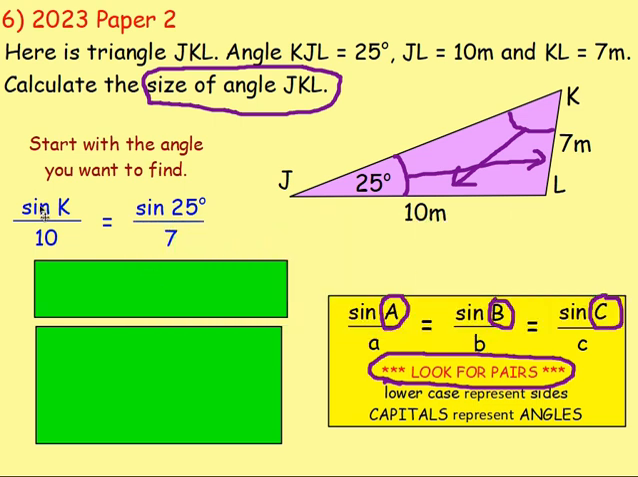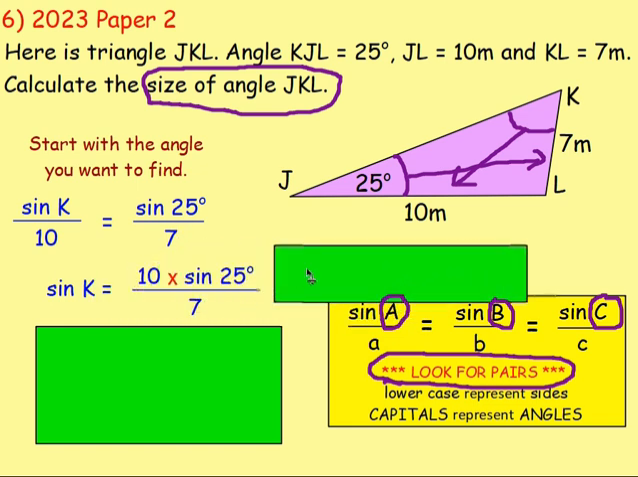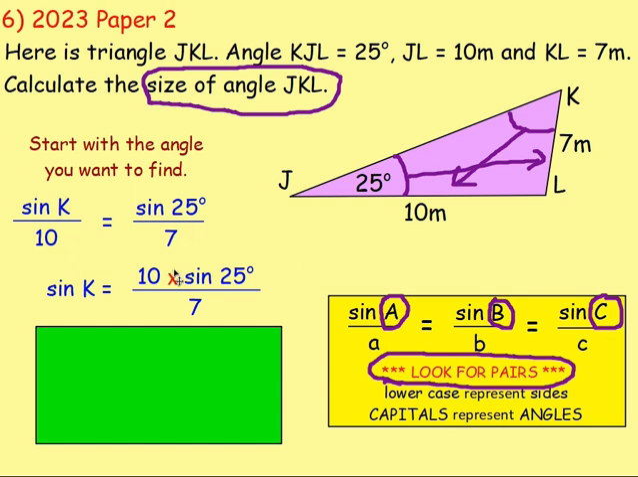We want to get sine K just on its own, so how do you get rid of the divide by 10? Do the opposite, and the opposite is times by 10. So sine 25 and 7 just stay where they are, but you also multiply by 10. Rather than doing sine 25 times 10, just watch, some calculators might do 25 times 10 and give you sine of 250, which is wrong. It's 10 times by whatever sine 25 is. So I just write that first.